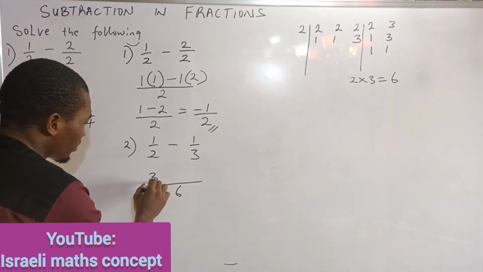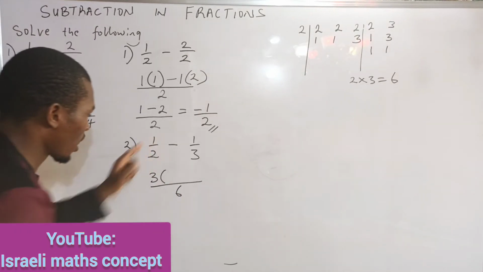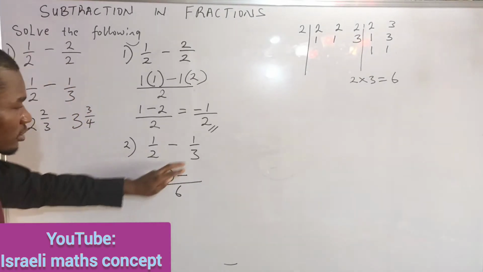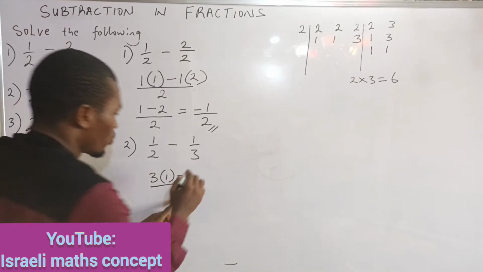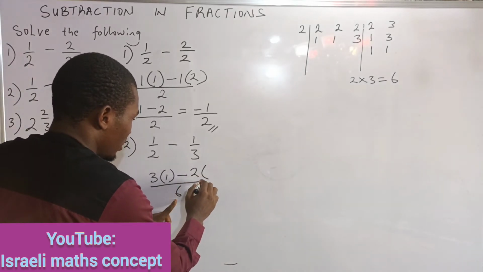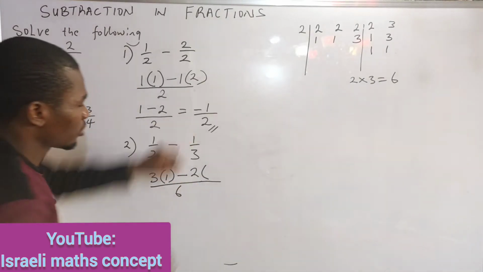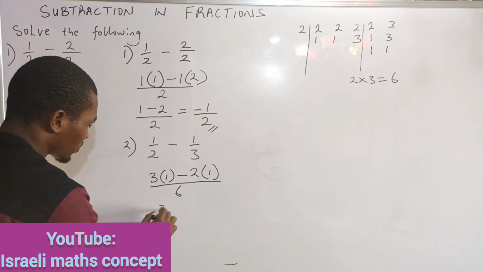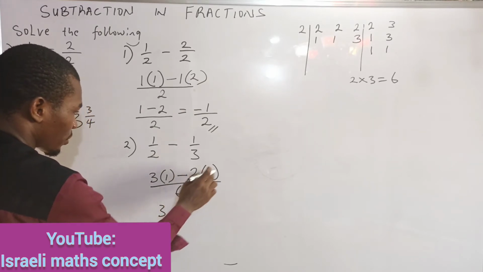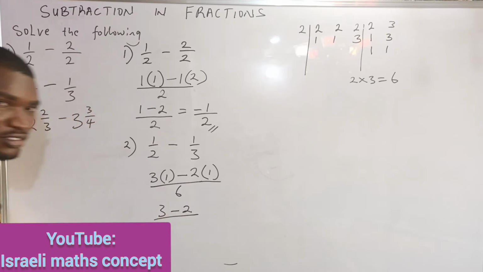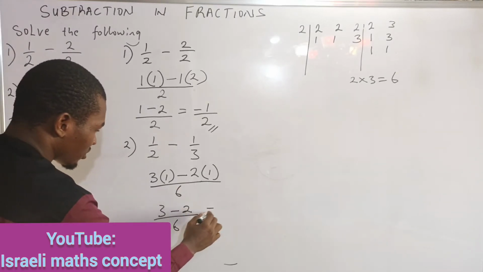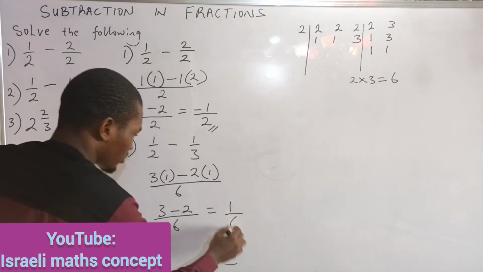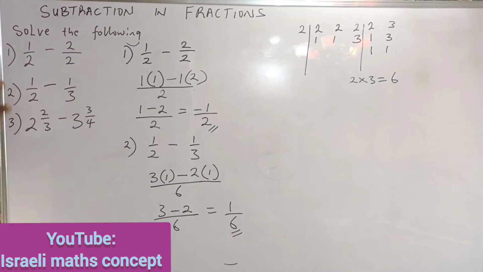We write that 3 multiplied by the 1 on top, which is the numerator. Then minus 3 divided into 6 will give us 2. We write the 2 in brackets, multiplied by this 1 on top. Such that 3 multiplied by 1 gives us 3. Then minus 2 multiplied by 1 gives us 2. And that is all over 6. This is equal to 3 minus 2, which gives us 1 all over 6. So here is the answer for the second question.